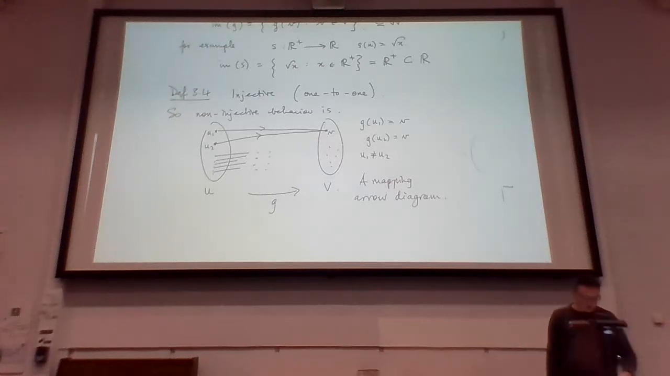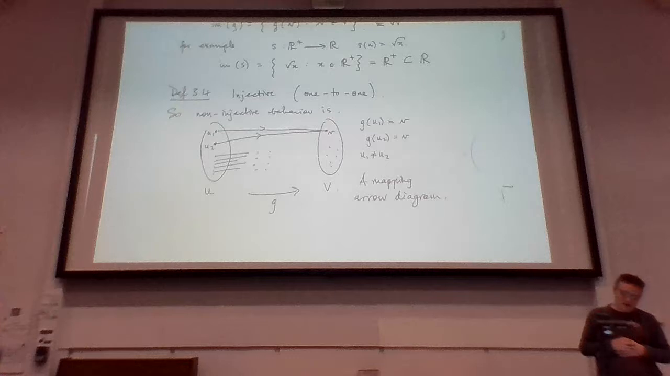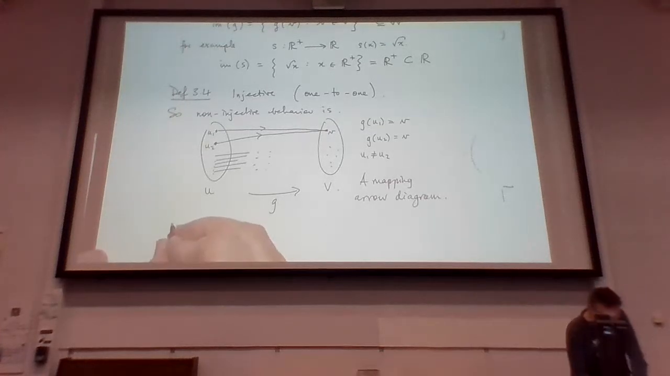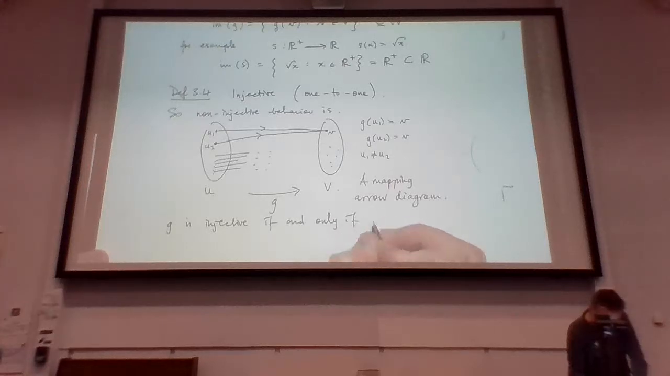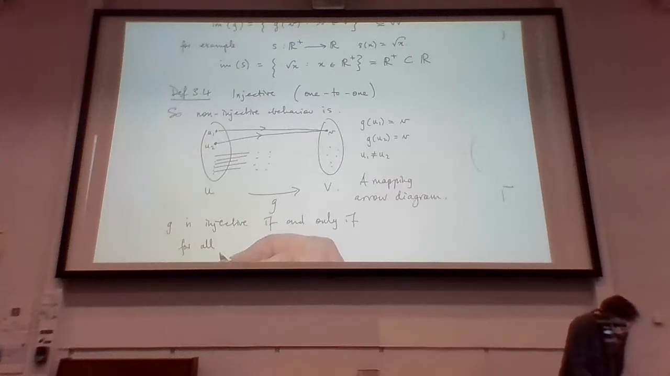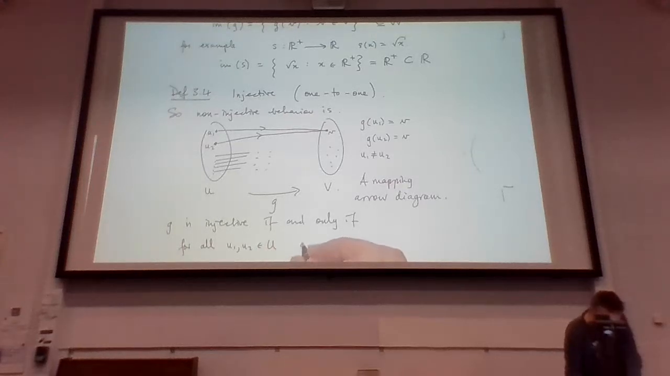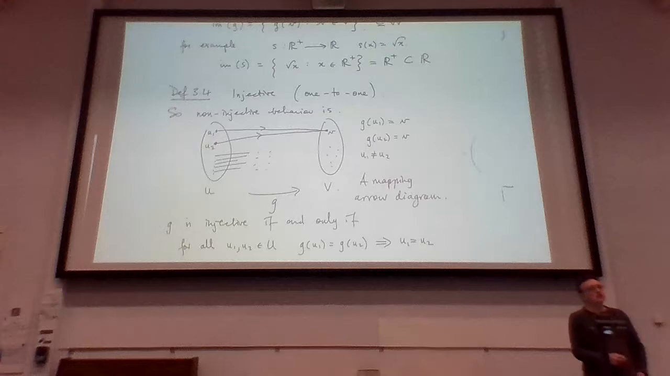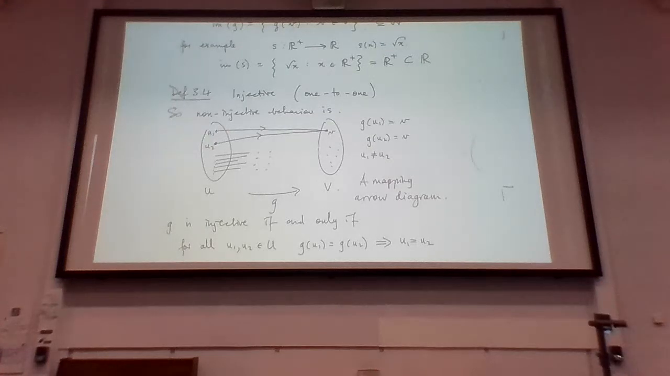So one way of encoding the definition of injectivity is to say that g is injective if and only if the following condition holds for all pairs u1 and u2 from the domain. If it was true that g of u1 is equal to g of u2, really what that means is that, in fact, u1 and u2 aren't really two separate elements. We were just simply naming the same element with two different labels.